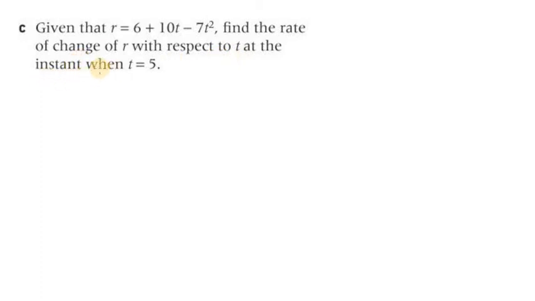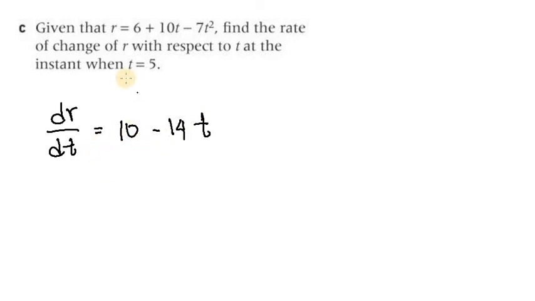So rate of change is basically the first derivative. The first derivative of R with respect to t. So we can write it as dR over dt, the derivative of R with respect to t, equals the derivative of this: 6 becomes 0, 10t becomes 10, negative 7t squared becomes 2 times 7, negative 14t. So that's the first derivative.